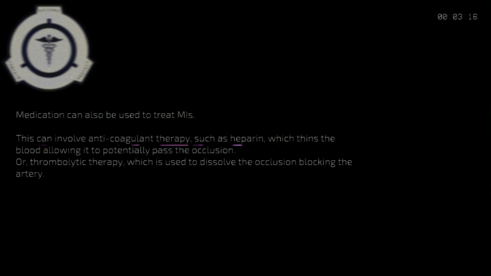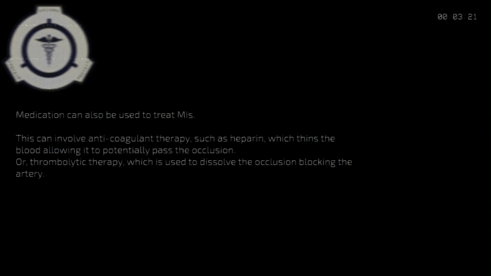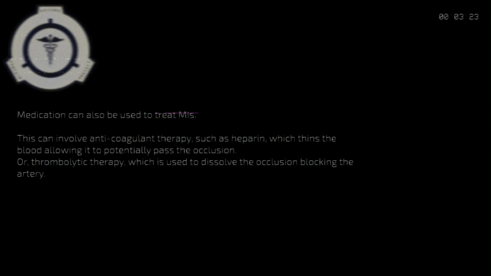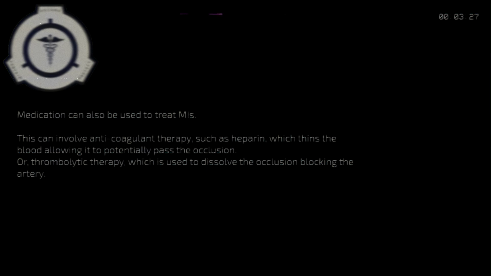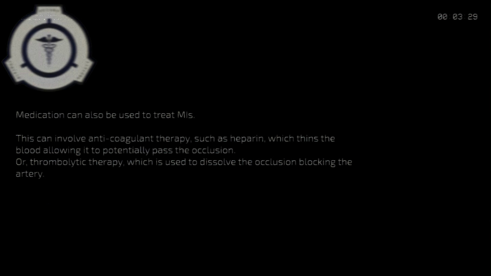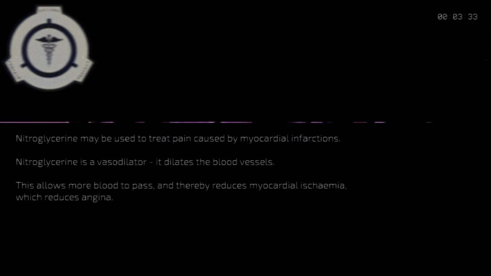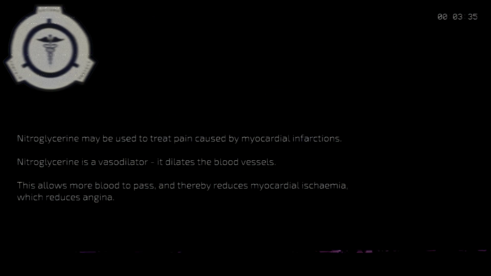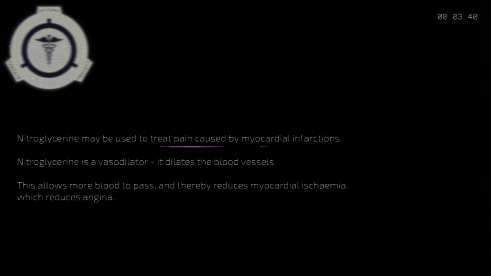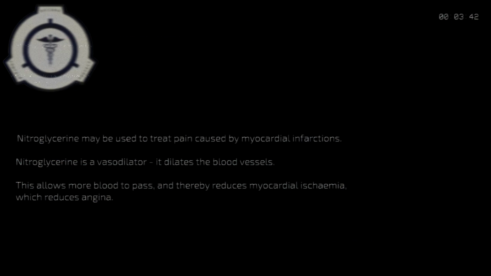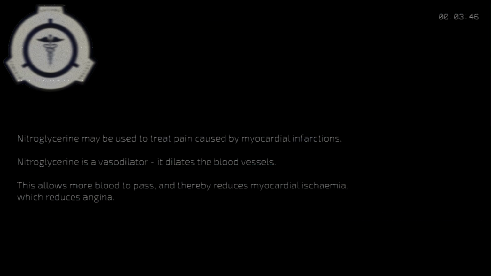Medication can also be used to treat MIs. This can involve anticoagulant therapy, such as heparin, which thins the blood, allowing it to potentially pass the infarction, or thrombolytic therapy, which is used to dissolve a blood clot occluding the artery. Nitroglycerine may be used to treat pain caused by myocardial infarctions. Nitroglycerine is a vasodilator. It dilates the blood vessels. This allows more blood to pass, and thereby reduces myocardial ischemia, which reduces angina.